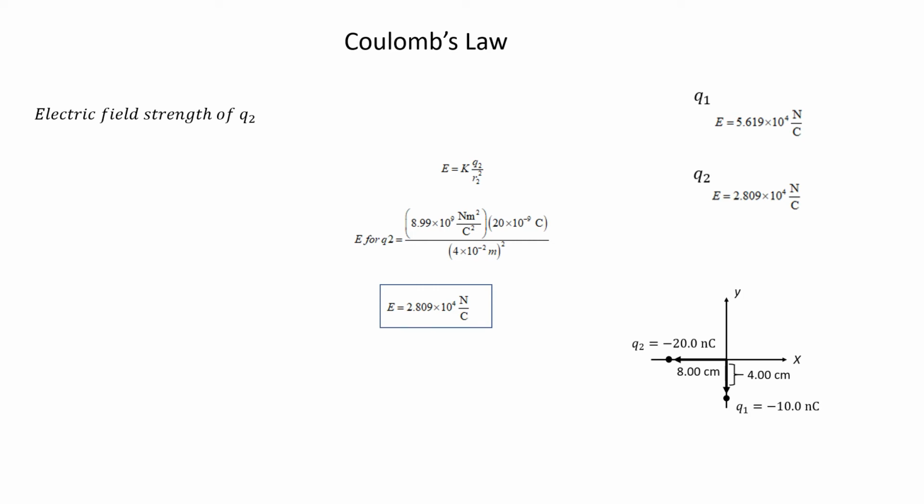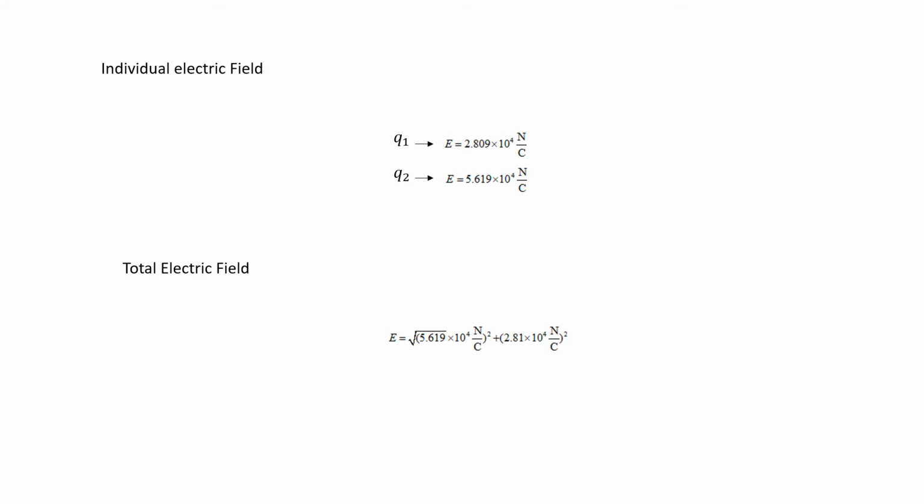Now that we know both the magnitudes, we can adjust our vectors to represent the electric field strength for each charge. I already did this before the video for simplicity purposes. With both magnitudes of our charges in the electric field, we need to calculate the total magnitude at the origin. We can add the results from EQ1 and EQ2 for this.